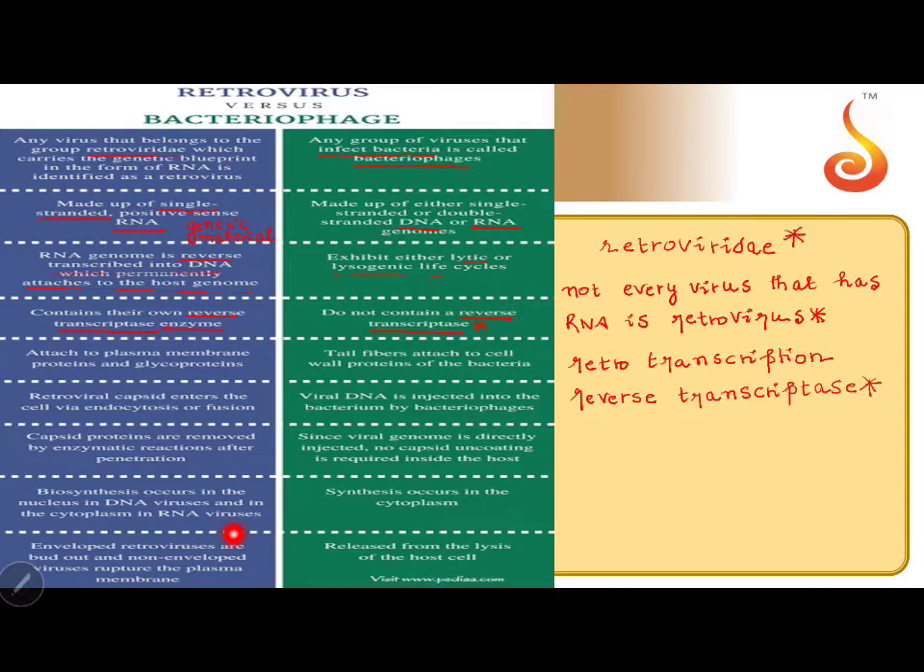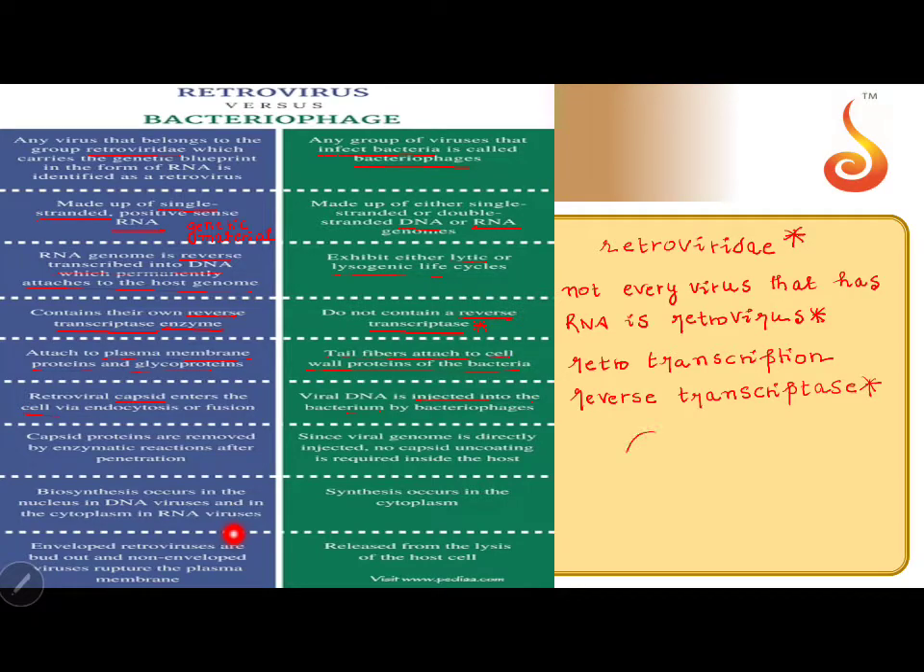We did this. Retroviruses attach to the plasma membrane proteins and glycoproteins. In phages, tail fibers attach to the cell wall proteins. In retroviruses, the capsid enters the cell, whereas in phages, genetic material is injected.